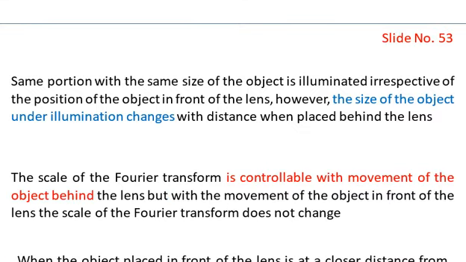The same portion of the object, of the same size, is illuminated irrespective of the position of the object in front of the lens. However, the size of the object under illumination changes with the distance behind the lens. So you see that in the first case, when the object was in front of the lens, if you move that object closer or away from the lens, the size of the object being illuminated does not change. But when the object is behind the lens, if you move that object closer or away from the lens, the illuminated portion of the object will change.